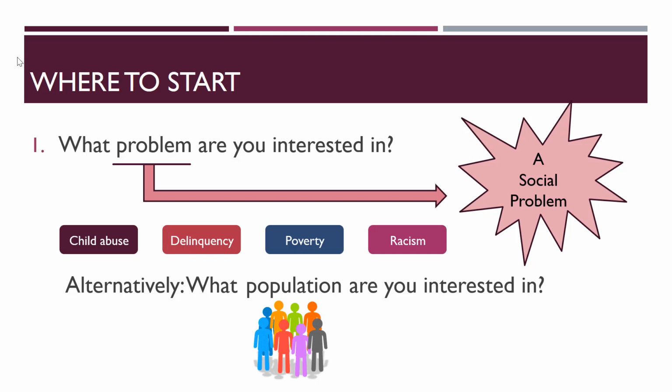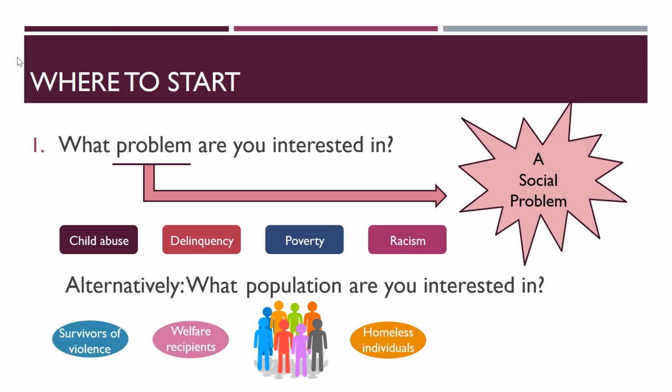Alternatively, what population might you be interested in? So you can think of the problem first or start with the population as an alternative. So in terms of populations, you might be interested in survivors of violence, welfare recipients, homeless individuals, people in recovery. When we start with thinking about the population, though, it's important to keep in mind that this population is experiencing a problem. So the two arrive at the same point in terms of coming up with a social problem that is of interest to study.